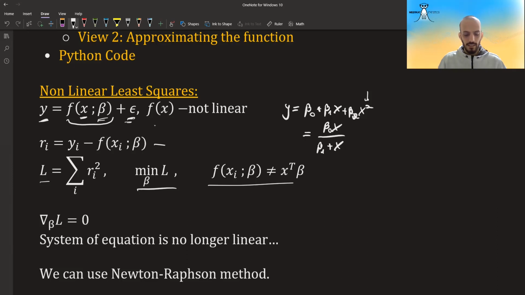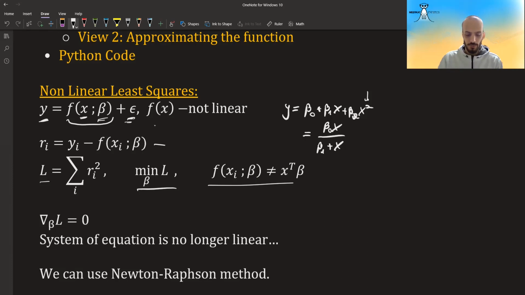And you can see that this is least squares because we're trying to find the betas such that the squares of the residuals will be minimized, will be the least possible. So this is least squares.